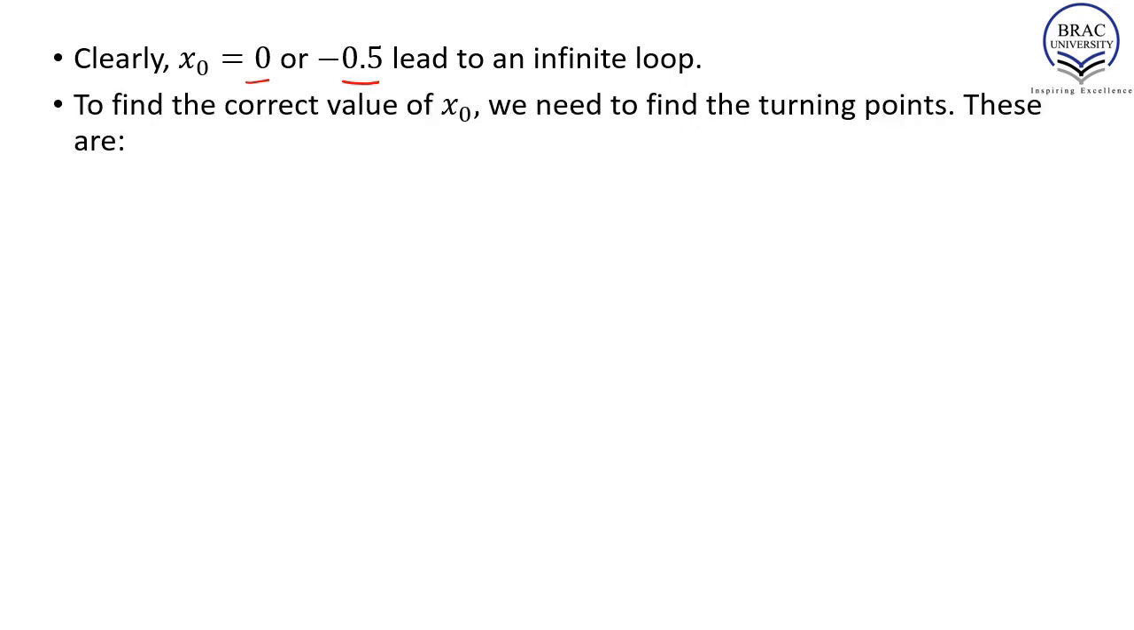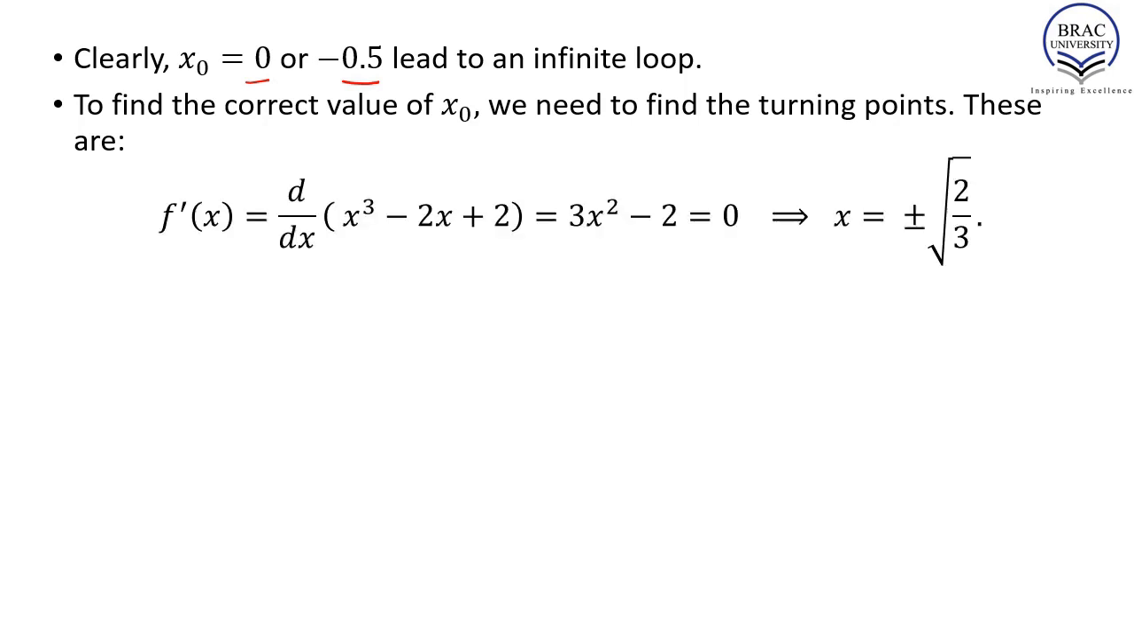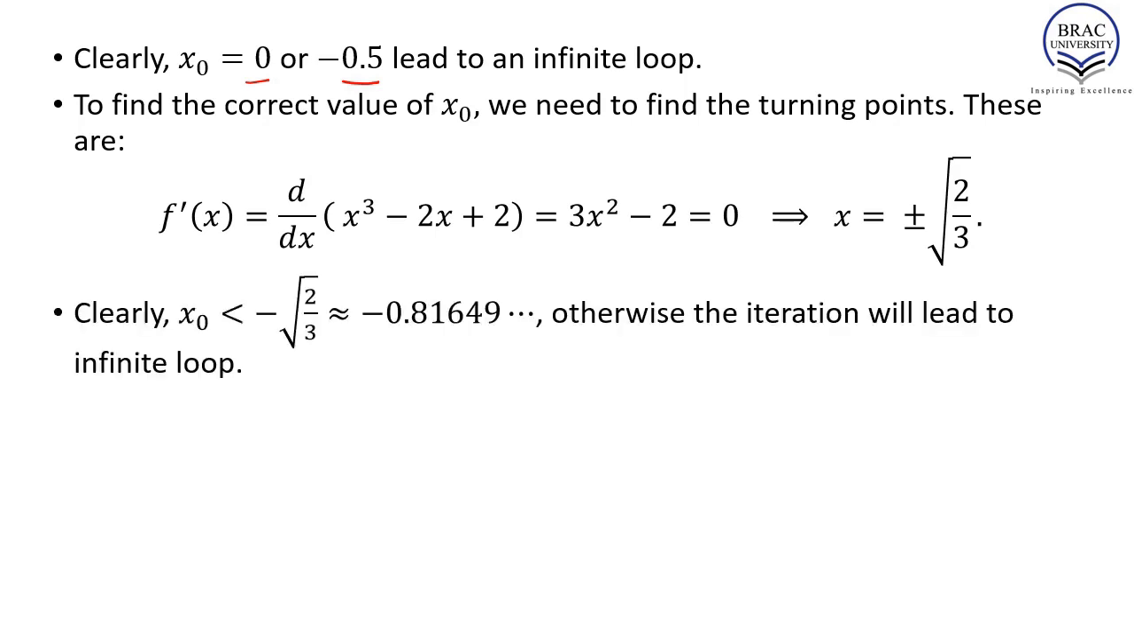So to find the correct value of x0, we need to find the turning points. For this given example, our turning points are plus minus root 2 over 3. We just solve this quadratic equation. One is positive, one is negative. The negative one we need to take, and the positive one is really the turning point. Here clearly x0 needs to be chosen less than minus 2/3, which is minus 0.8, because this is close to the x star. Otherwise the iteration will lead to an infinite loop.